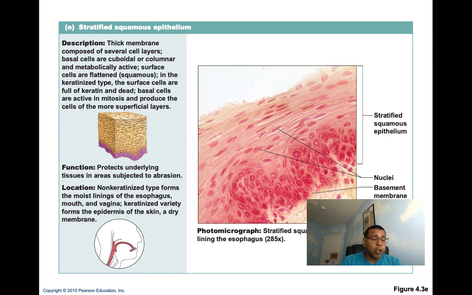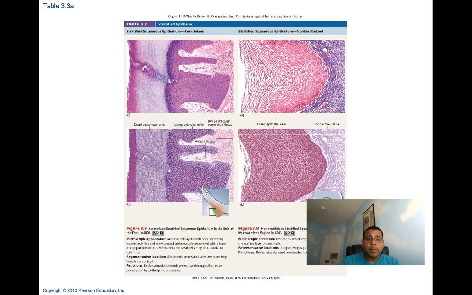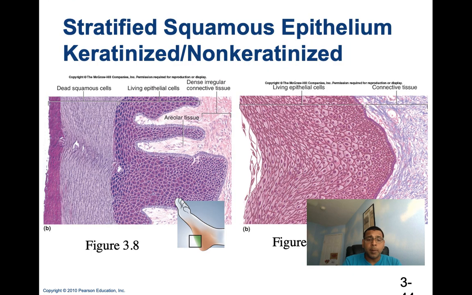Next, then, stratified cuboidal epithelium. So some more images of stratified squamous. Here you have keratinized and non-keratinized. Here are all the dead cells that are packed with keratin. You see right outside of here, we don't have that here. These cells are all living. They have the nuclei inside of them. These cells don't have any nuclei.